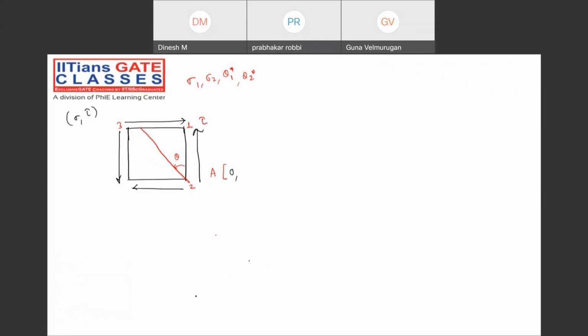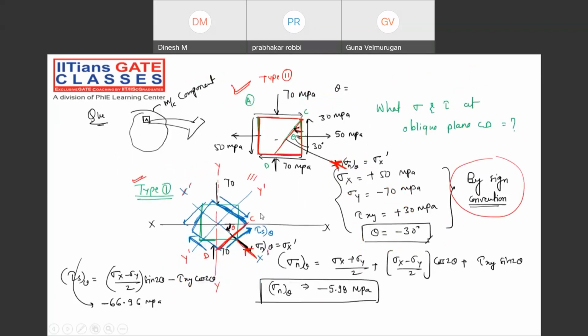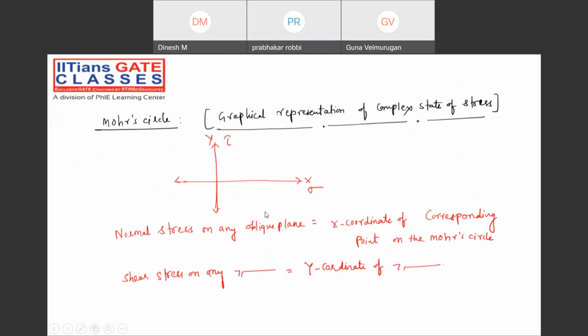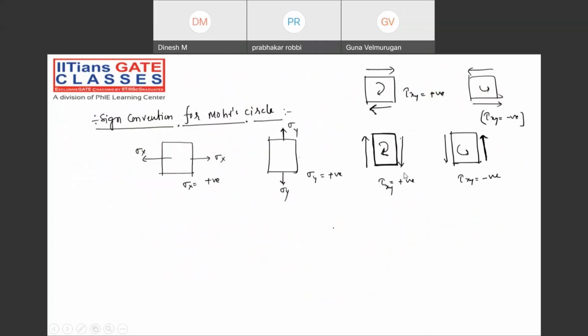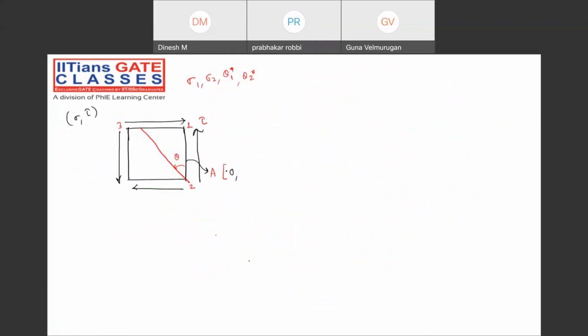First is 0. Now tell me, plus tau or minus tau for the 1, 2 plane? A is for the 1, 2 plane. Tell me, guys. Yes, 0, tau or 0, minus tau. Follow the sign convention which I mentioned to you already. Minus.